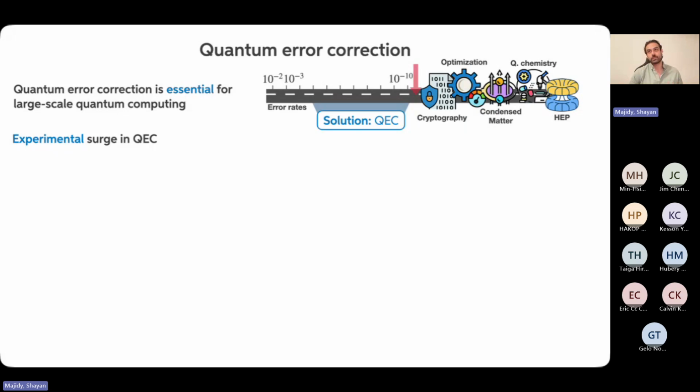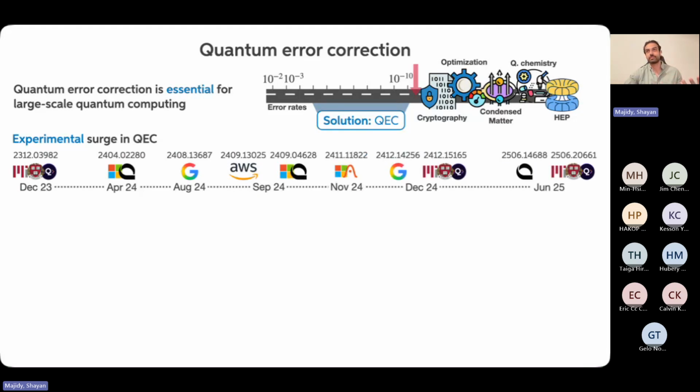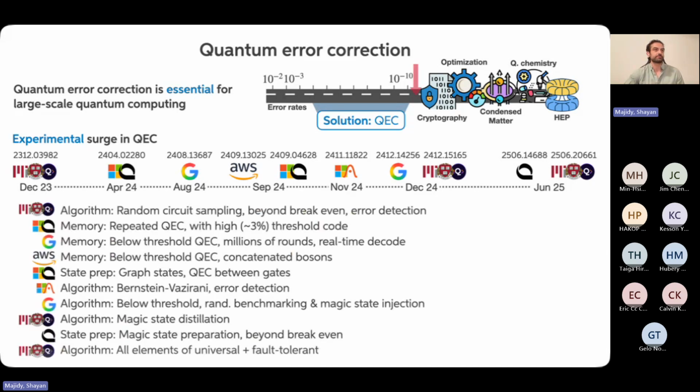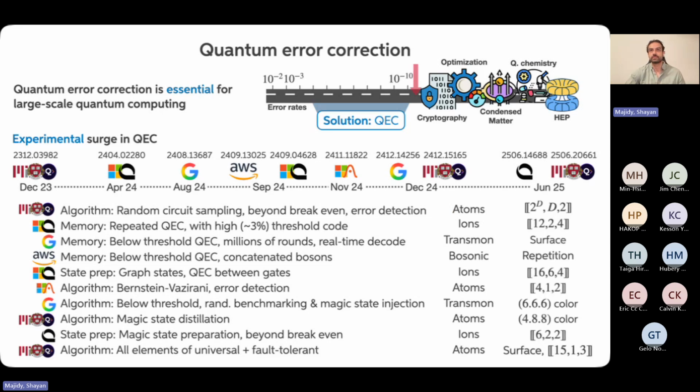The second is that quantum error correction over the last few years has really shifted from theory to practice. And there's been a huge experimental surge. I made this slide not that long ago, but it's already starting to feel outdated. But here's some of my favorite experiments from the last few years. And while I don't have time to go through all of them, the point I want to make is that all the essential primitives of quantum error correction have now been demonstrated in the lab. And they've been done with many different modalities: atoms, ions, superconducting systems, bosonic systems. And they've been done with many different codes.